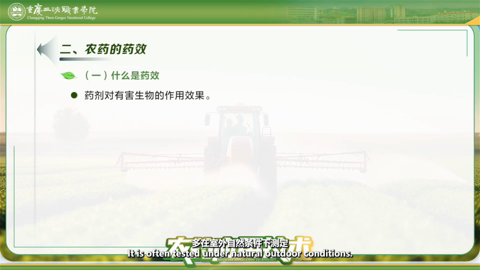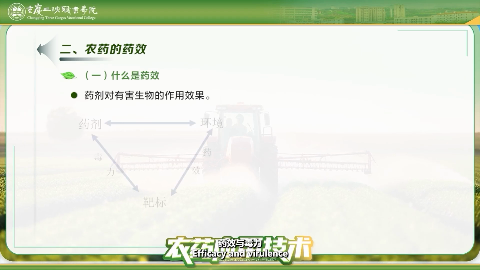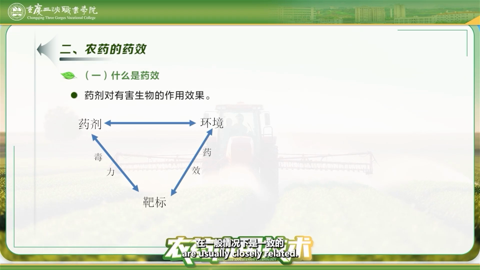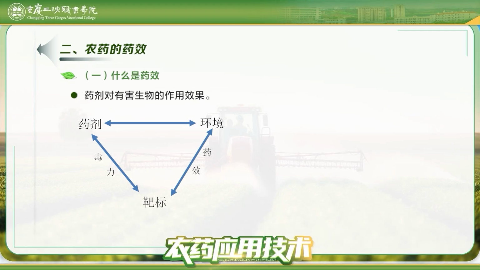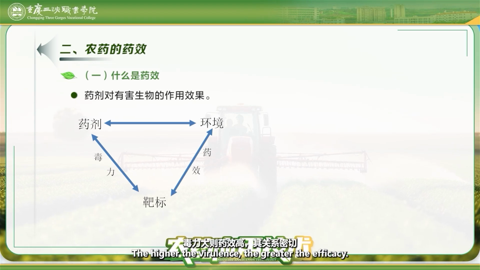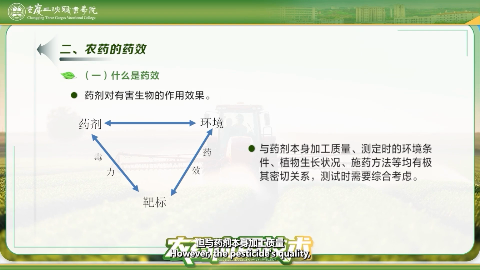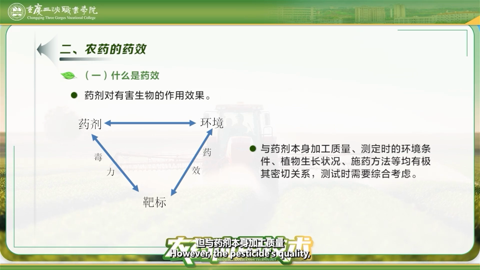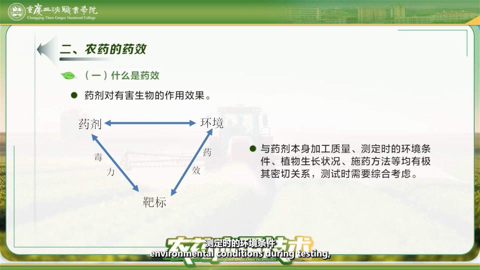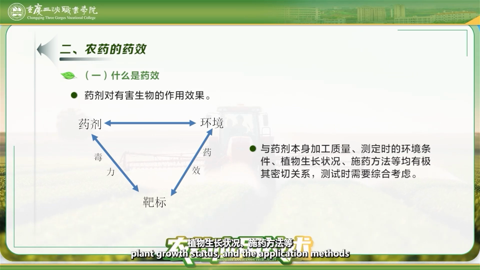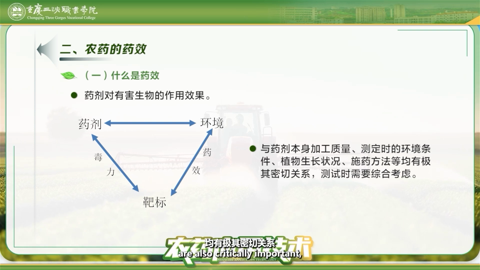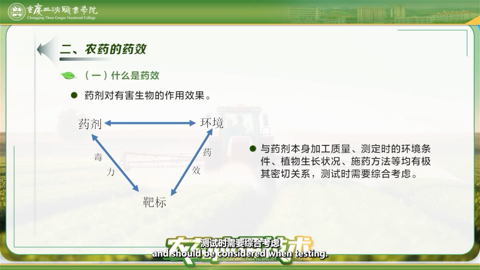It is often tested under natural outdoor conditions. Efficacy and virulence are usually closely related. The higher the virulence, the greater the efficacy. However, the pesticide's quality, environmental conditions during testing, plant growth status, and the application methods are also critically important and should be considered when testing.